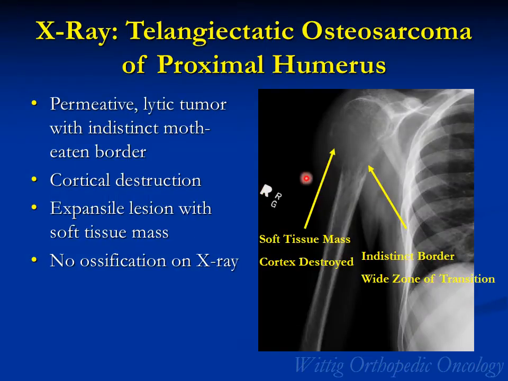Here's an X-ray of a telangiectatic osteosarcoma of the proximal humerus. Permeative lytic tumor with an indistinct moth-eaten border down in this location. There's cortical destruction. It expands into the soft tissues with a large soft tissue mass, and there's really no ossification that you can see on the X-ray.